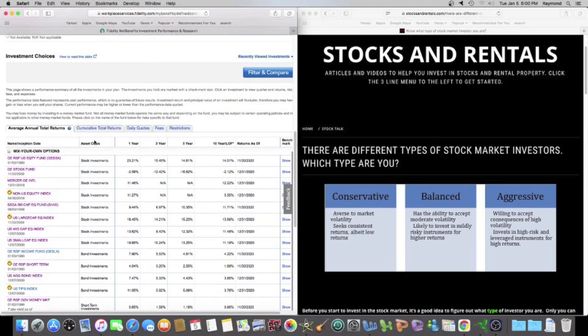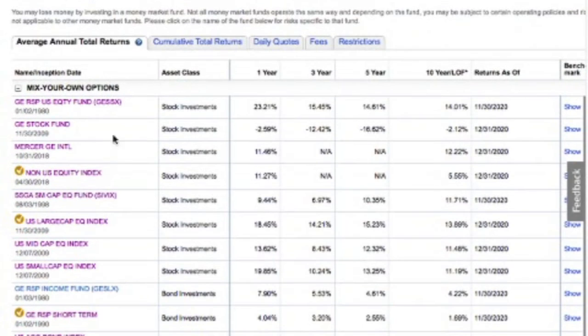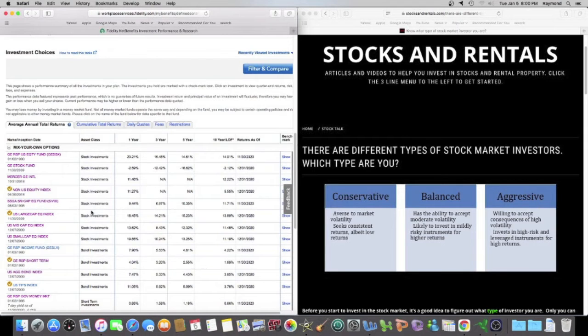And I do want to state this. The investments that you see here, you're not going to see within your 401k if you don't work at General Electric. All companies will have different type of investment choices, but these columns should be the exact same, and you should see a column called asset class. This is going to be a key column because I want to try to tie this column into different type of investors.